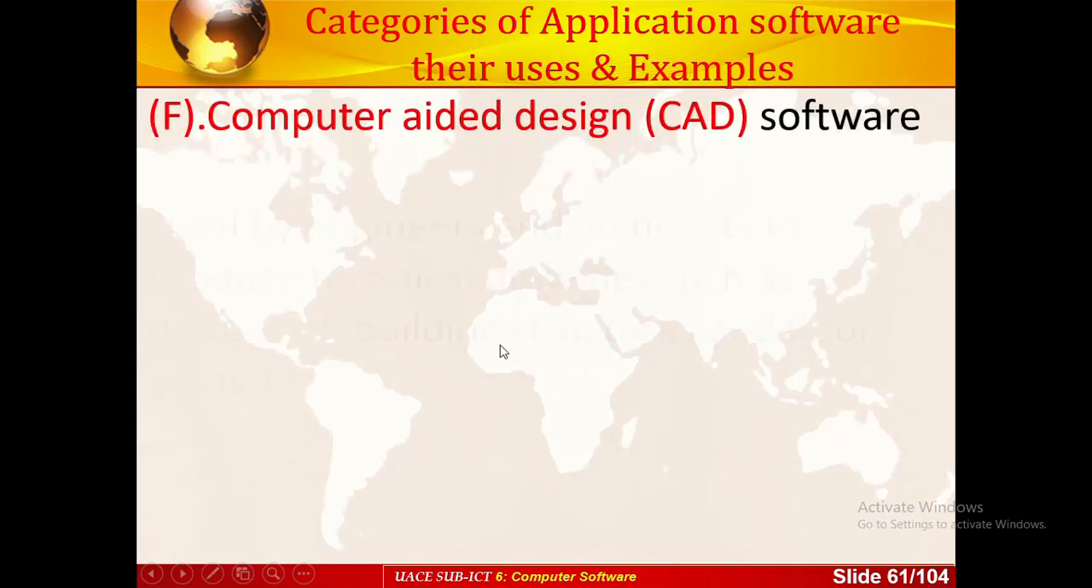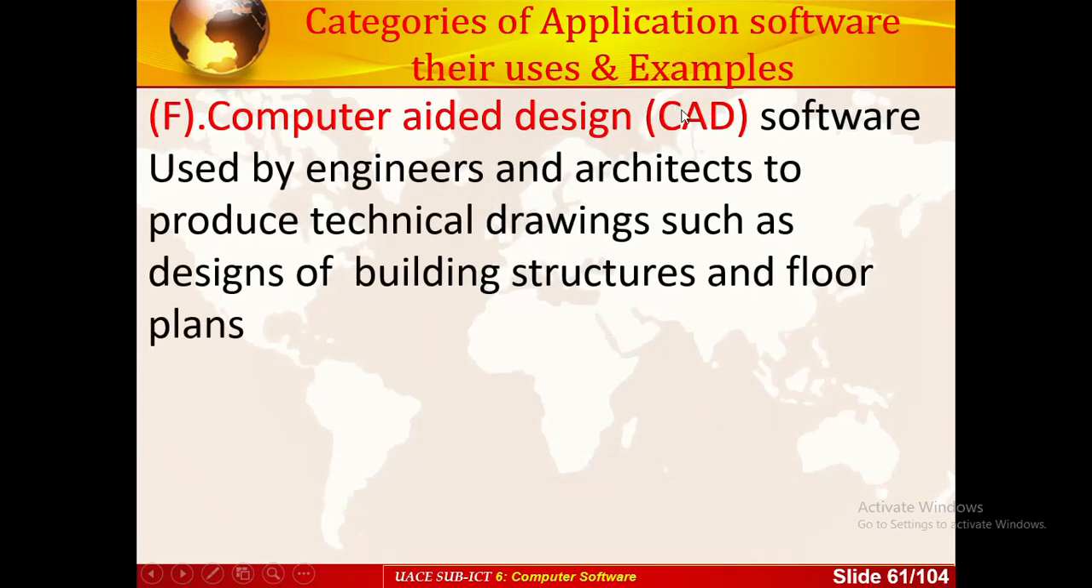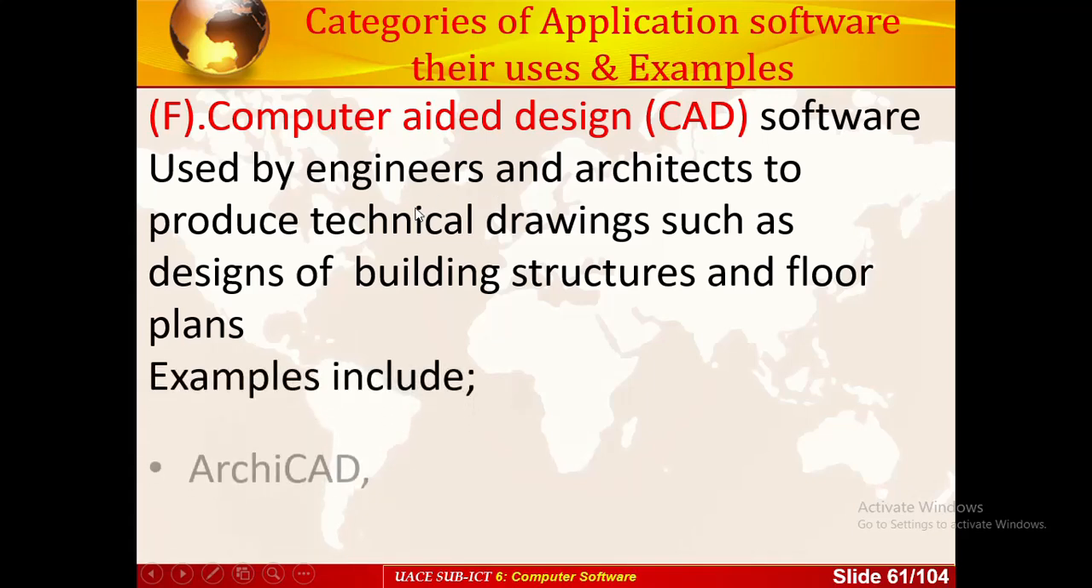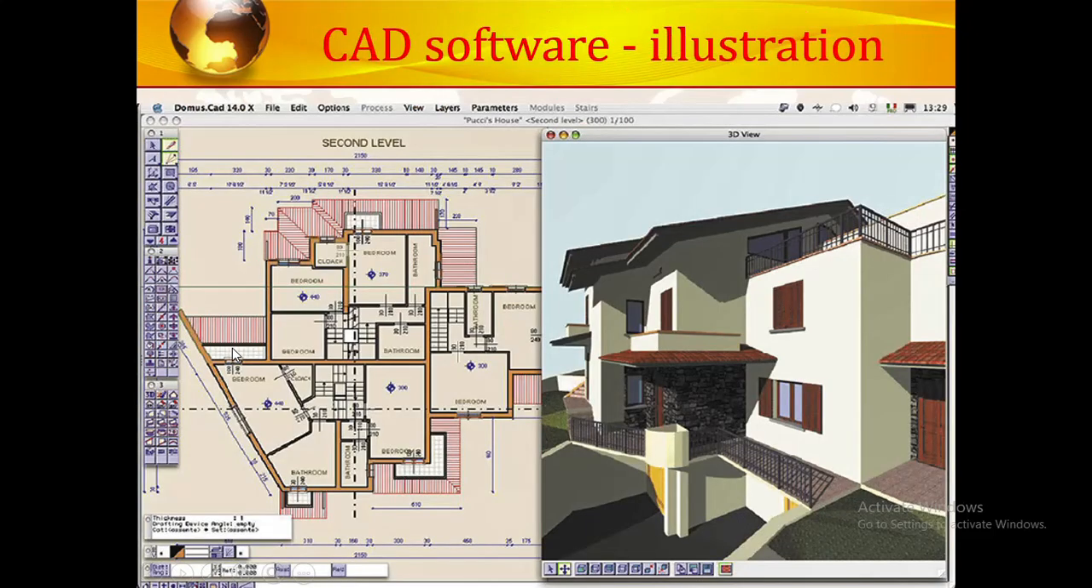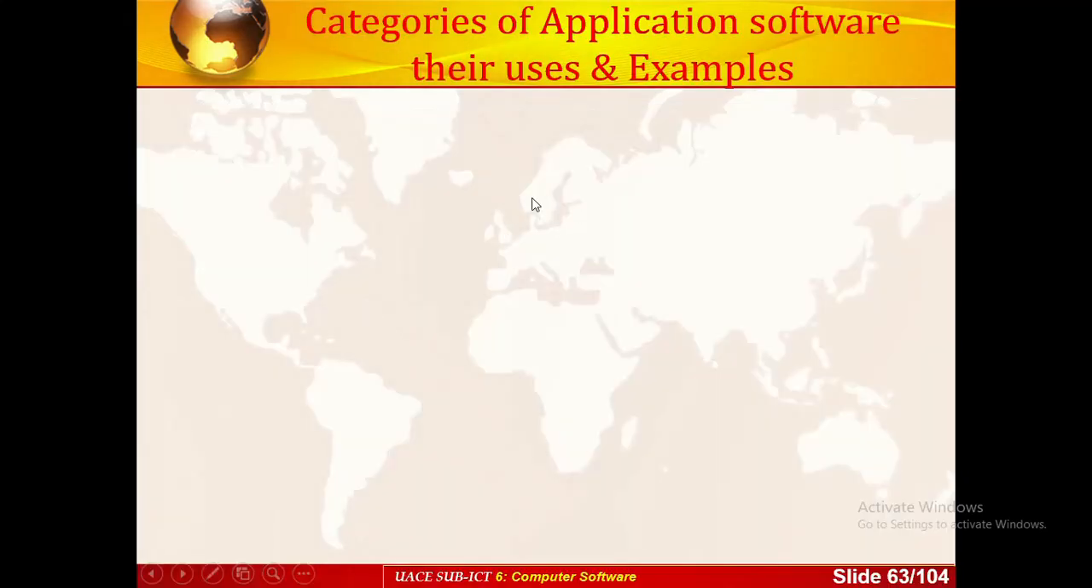Then you can also talk of computer-aided design, called CAD, used by engineers and architects to produce technical drawings such as designs of building structures and floor plans. Examples are ArchiCAD and AutoCAD. This is how computer-aided design software looks. This is how engineers, those who construct buildings and roads, use the software to design.